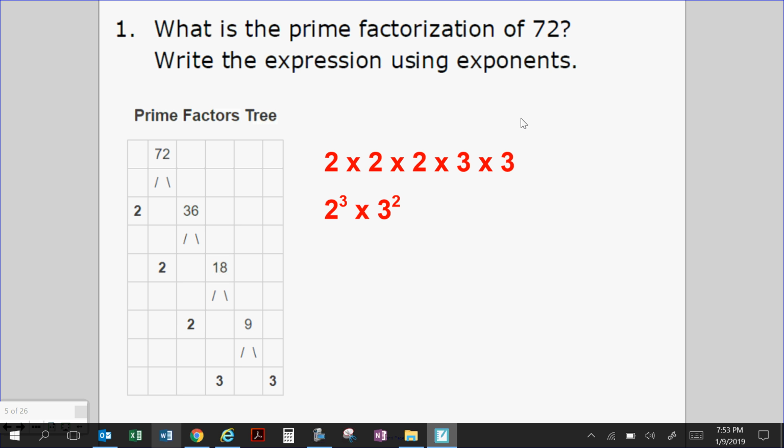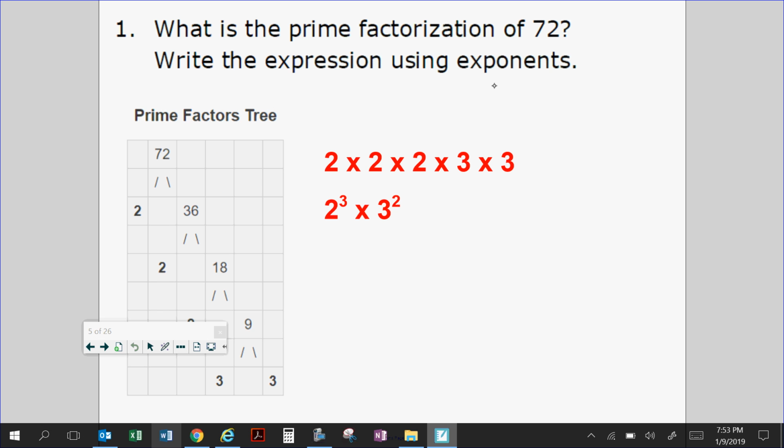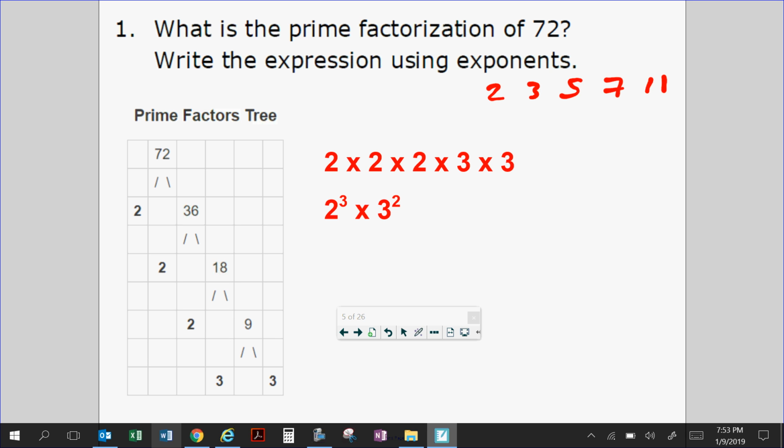When we did the Padlet, a lot of you said in prime factorization, you have to break down the numbers into simpler numbers, into prime numbers such as 2, 3s, 5, 7s, and 11s. So in here, how did they break down 72? They broke it down as 2 times 36. This is prime, so we circle it.